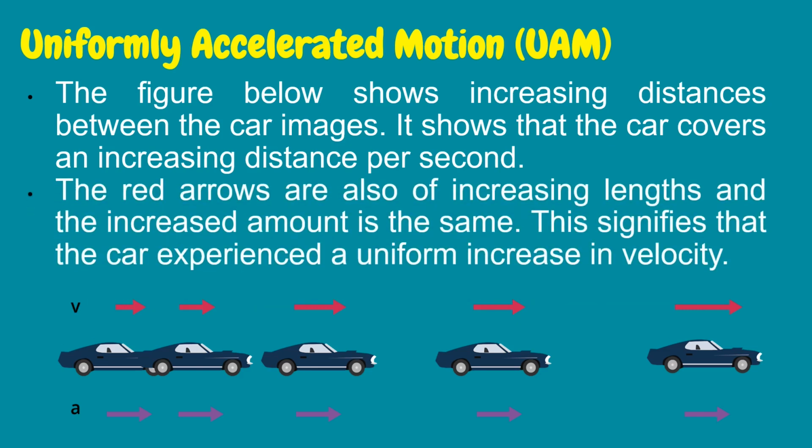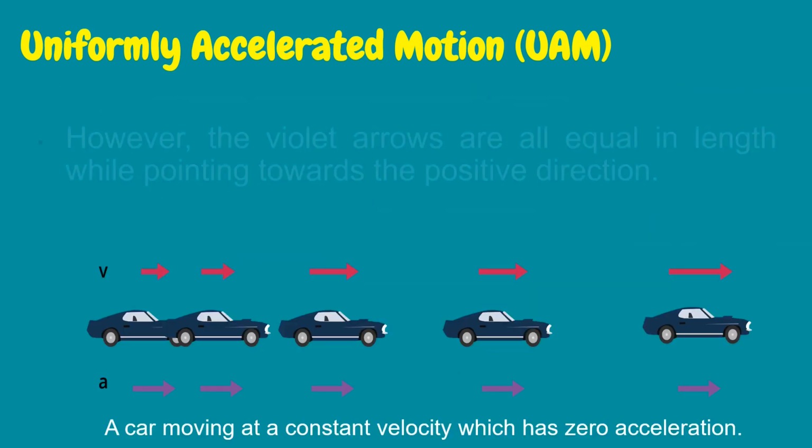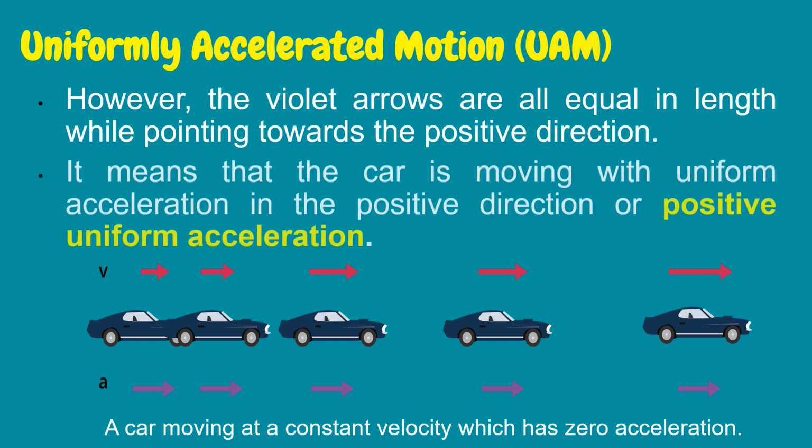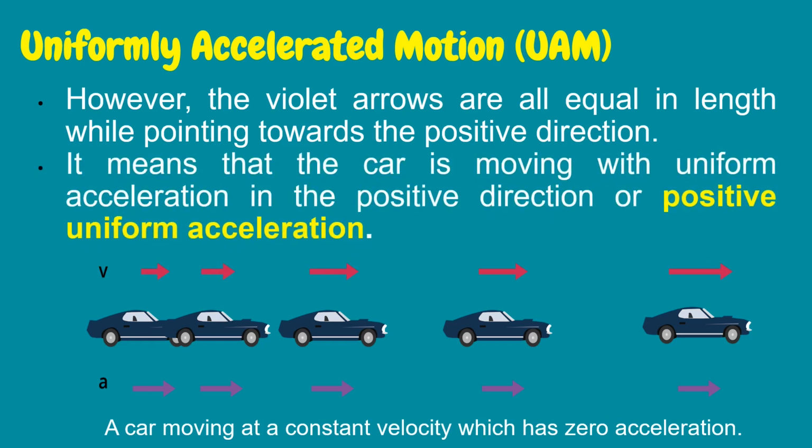The red arrows are also of increasing length and the increased amount is the same. This signifies that the car experienced a uniform increase in velocity. However, the violet arrows are all equal in length while pointing towards the positive direction. It means that the car is moving with uniform acceleration in the positive direction, or also called positive uniform acceleration.